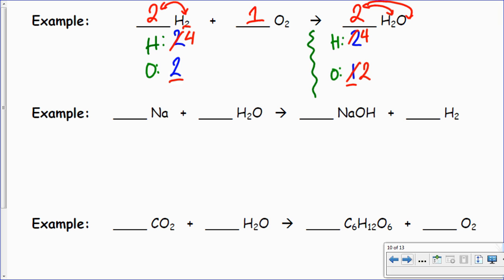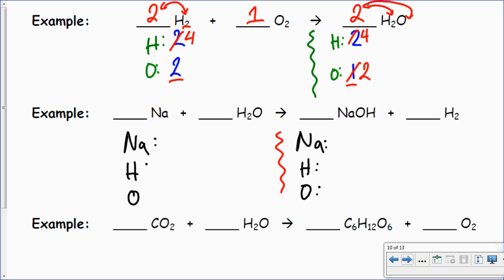So in this process, count, coefficient, compare, repeat, you are just going through a cyclic method of trying to get the number and type of atoms and elements on each side to match up. Na, H, and O. You have to be careful in this example because notice how hydrogen is coming from 2 different locations. So you have to take that into consideration when you're trying to solve this problem.